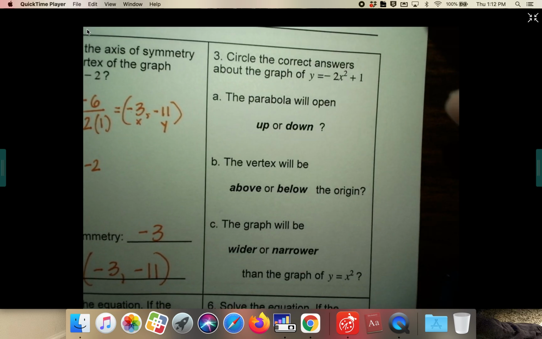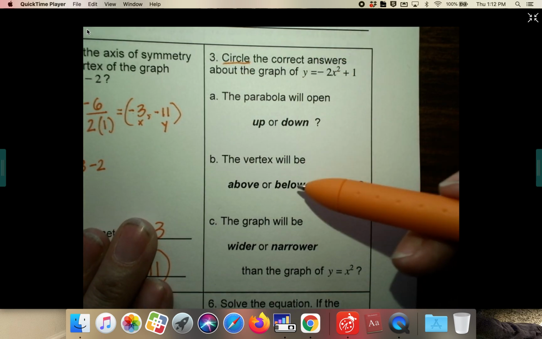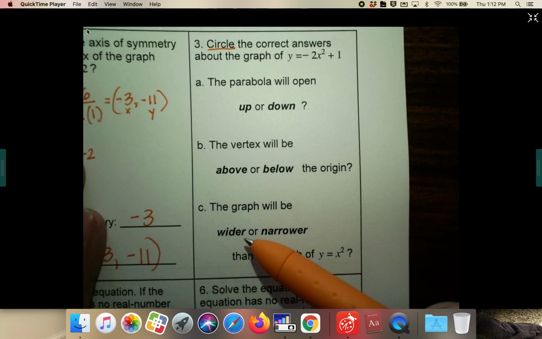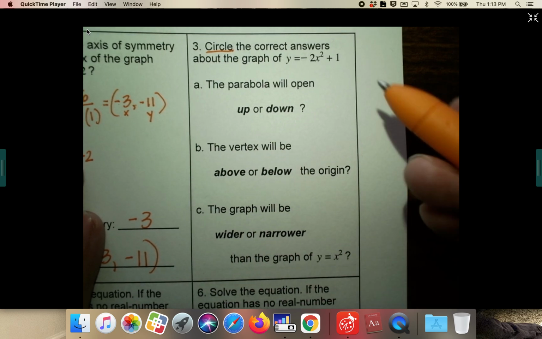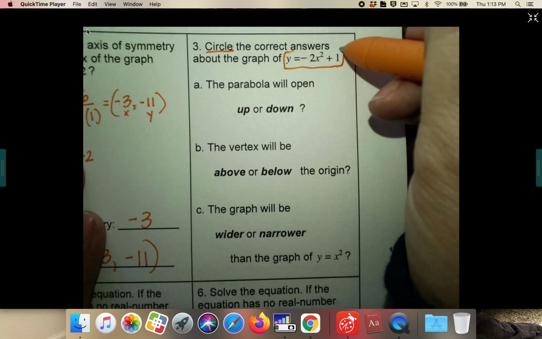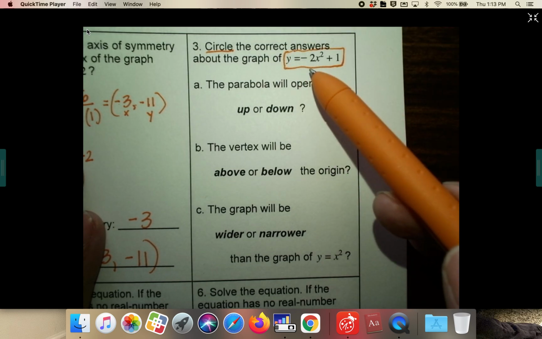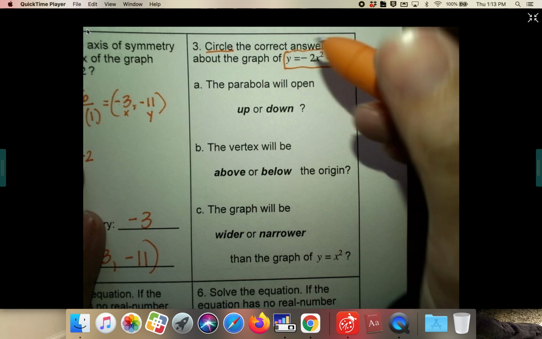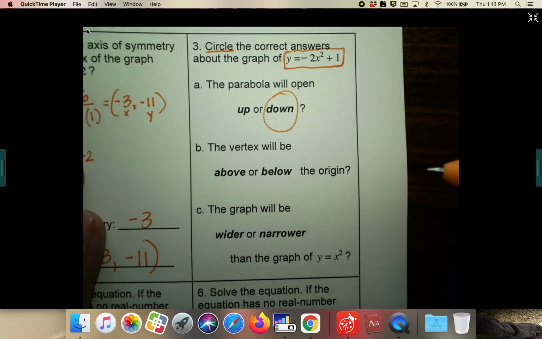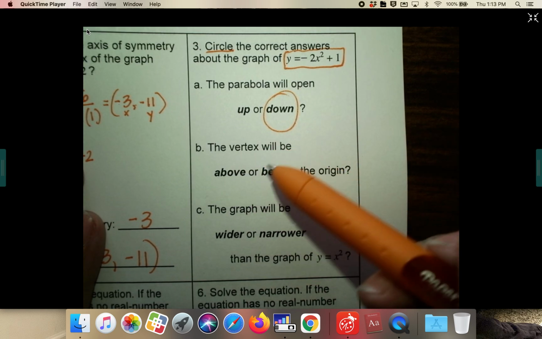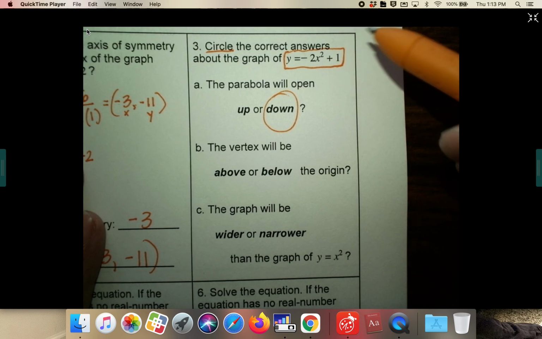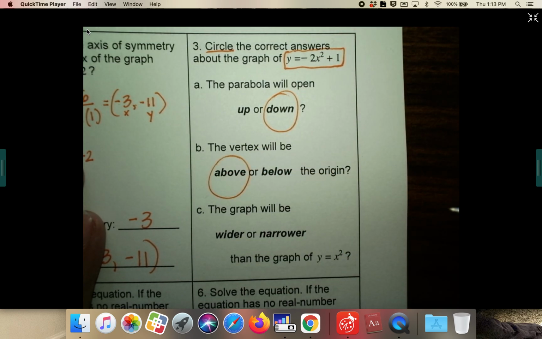All right, number 3 is going to be a circling, and there's 3 different things to circle. So you're going to circle either up or down, either above or below, and either wider or narrower. So let's take a look at this parabola. Y equals negative, so negative tells me it is going to open down. It is going to be upside down. Okay, the vertex will be either above or below the origin. Since it's a plus 1, that is going to shift my parabola up 1. So it's going to be above the origin.